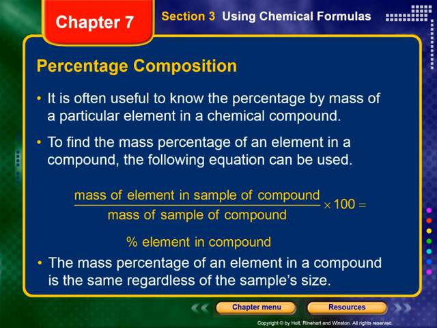The mass percentage of an element in a compound is the same regardless of the sample size. So it doesn't matter if I give you 10 grams of it, 100 grams of it, or 1,000 grams of it, the mass percentage will always be the same.